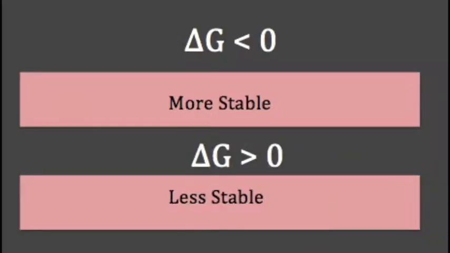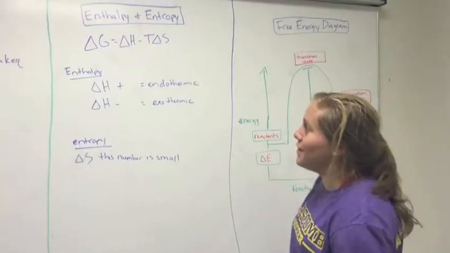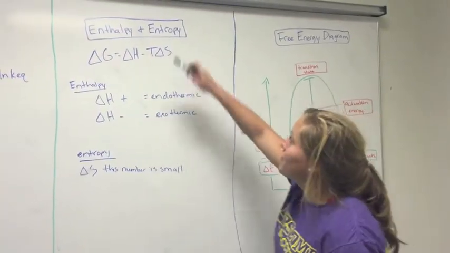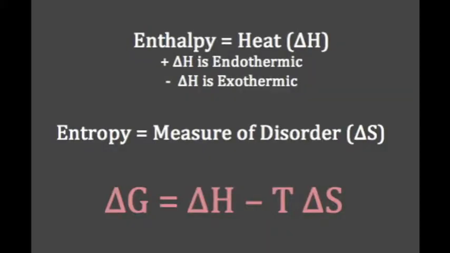If delta G is less than 0, products are more stable, and if it's greater than 0, products are less stable. Moving on to the next thing, enthalpy and entropy. Enthalpy is heat, and entropy is the measure of disorder in a reaction. So delta G equals delta H minus T delta S. In this equation, if the delta H is positive, that means the reaction is endothermic and it is absorbing energy.